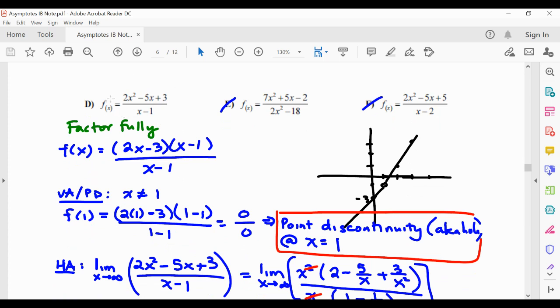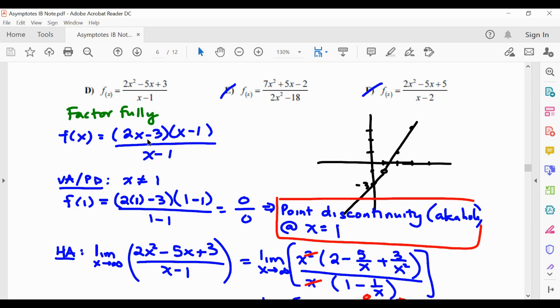Now, what if we have a more complicated example like this one? We're going to start by factoring the expression fully. When I factor the expression, I notice that there's a matching factor in the numerator and the denominator, which suggests that there's going to be a hole. And in fact, we see that when x is 1, the denominator will be 0, and if I plug in 1 to the numerator, I also get 0. So therefore, we have a point discontinuity, also known as a hole, when x equals 1.